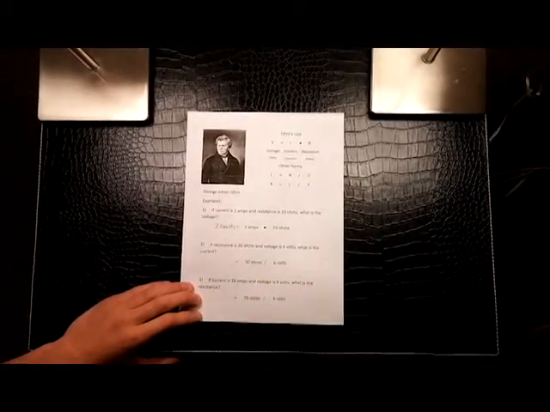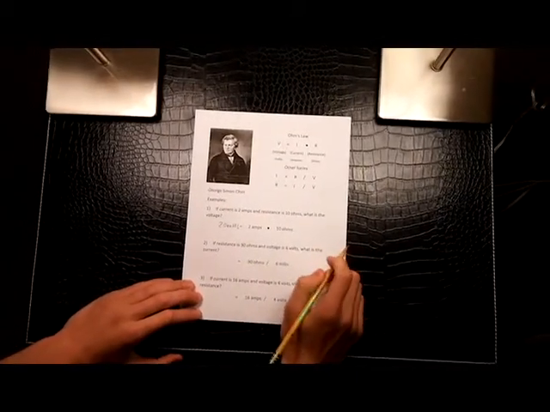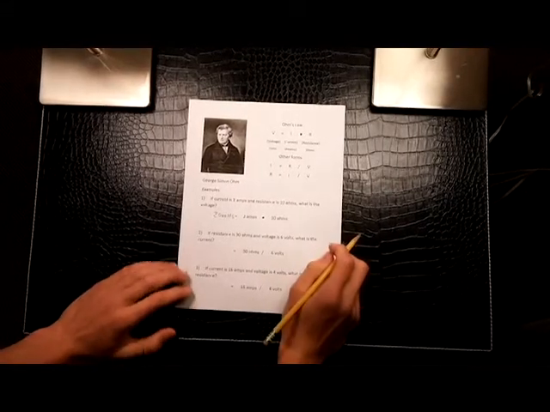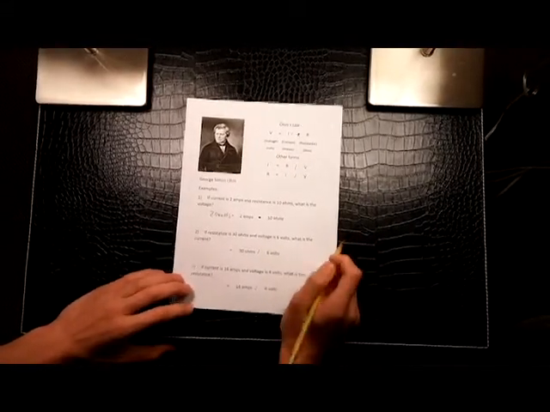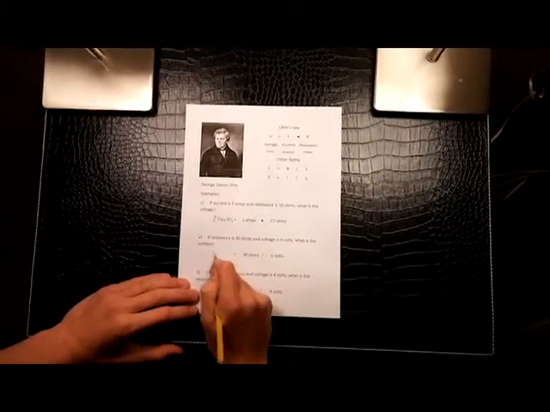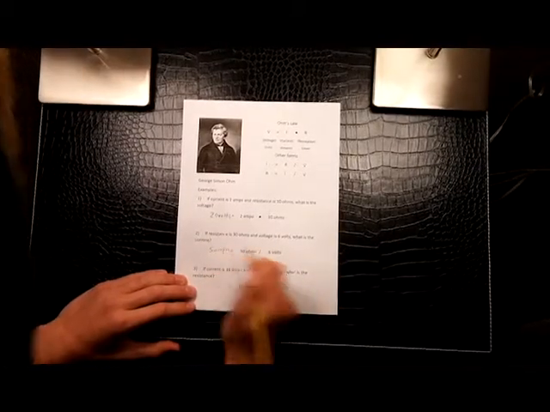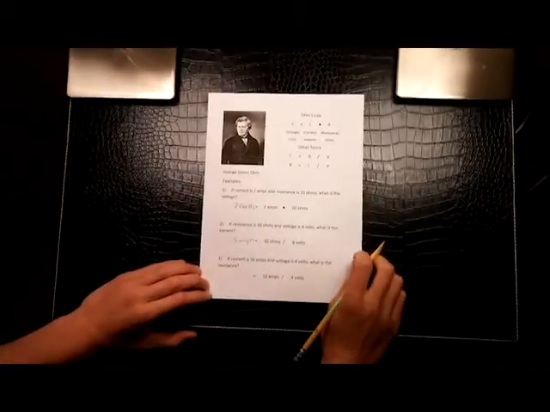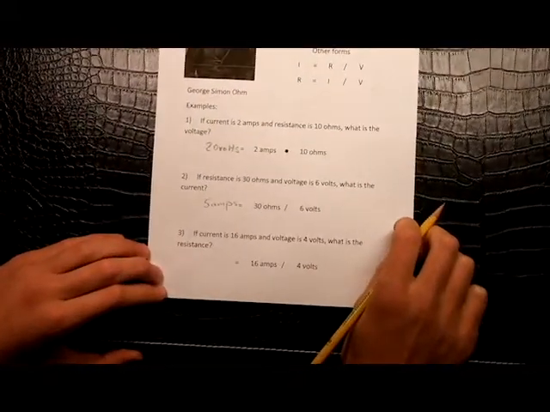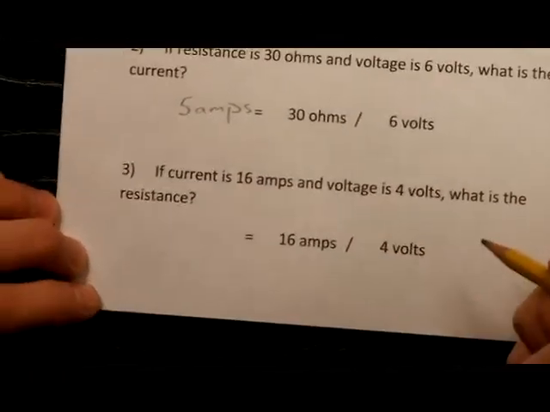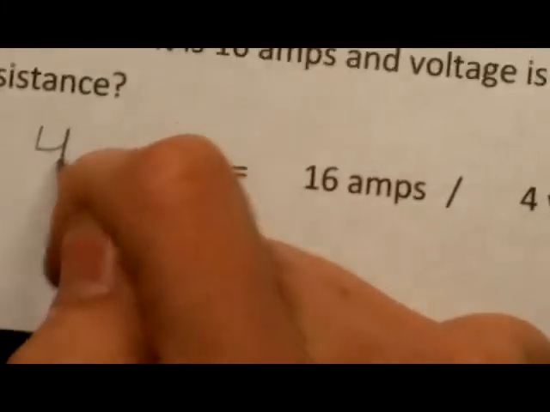Second, if resistance is 30 ohms and voltage is 6 volts, what is the current? We'll use the second formula, I equals R over V. We'll divide 6 into 30, and we'll get 5 amps. Third example, if current is 16 amps and voltage is 4 volts, what is resistance? We'll use the third and final formula, R equals I over V. 16 amps divided by 4 volts is 4 ohms.